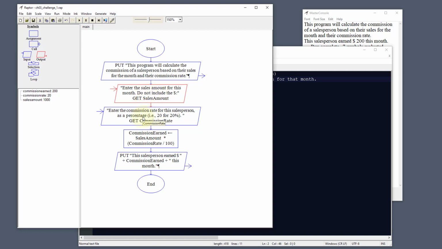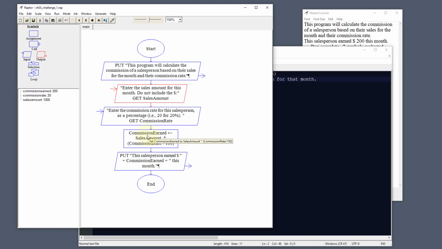Then we're going to ask the user to put in the commission rate for the salesperson as a percentage, and we're going to say for 20%, put in 20. Don't put in a decimal point, and that's going to then set the commission rate. This one set the sales amount. This one's going to set the commission rate, and then we're going to do an assignment.